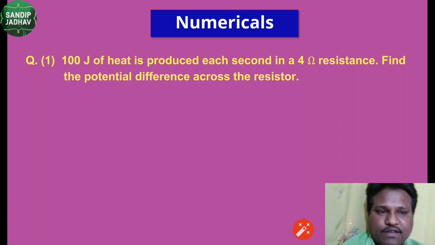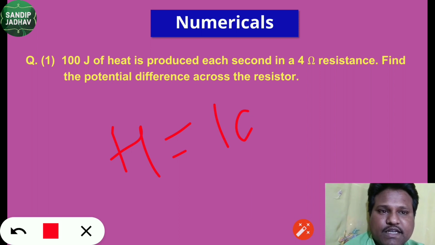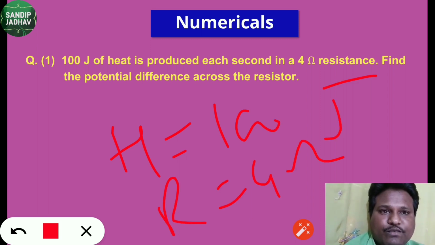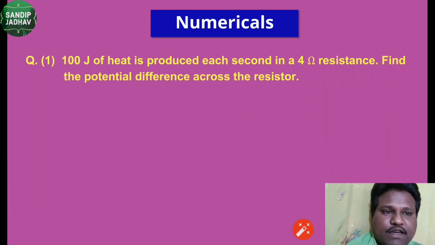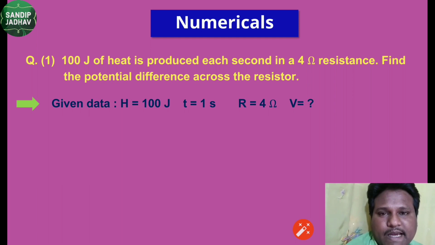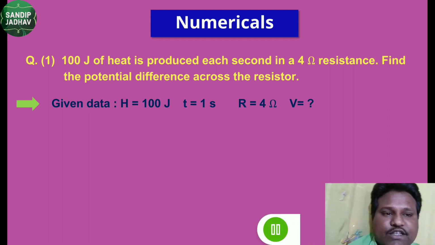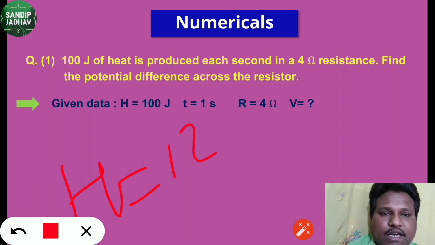Find the potential difference. So you know the given data here: heat energy is given, which is 100 joule, resistance is given, 4 ohm, and we need to find the potential difference. So the given data we can frame like this: H is equal to 100 joule, T is time, that is 1 second, and R is the resistance, which is 4 ohm. We need to find the potential difference. To connect all these, we know the relation, that is Joule's law, H is equal to I square RT.